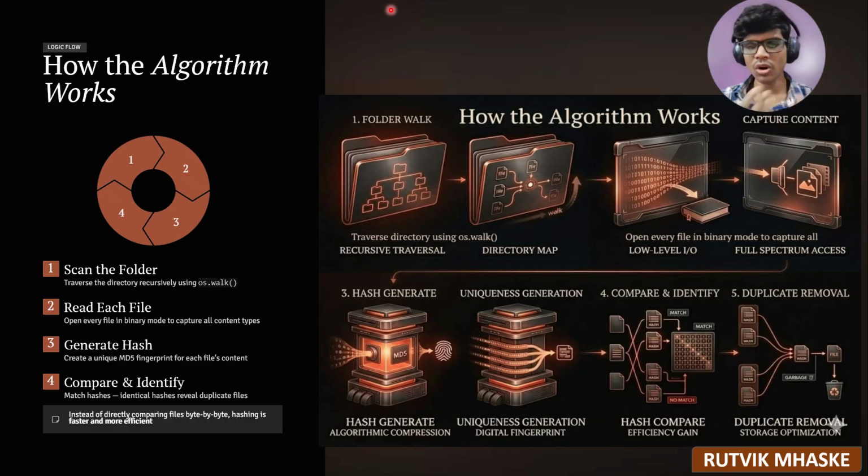I previously already talked to you guys. Hashing makes the process faster and more efficient, very fast. So we use four steps: scan the folder, read each file, generate hash, and compare and identify. Okay, I attached some diagrams here. You can check them out by pausing the video.